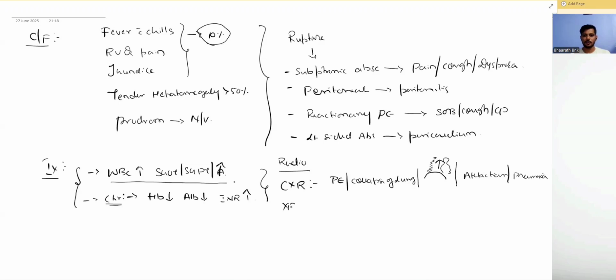And X-ray erect abdomen is taken. And in this X-ray erect abdomen, anywhere in the body, if there is an abscess, there will be an air fluid level, right?